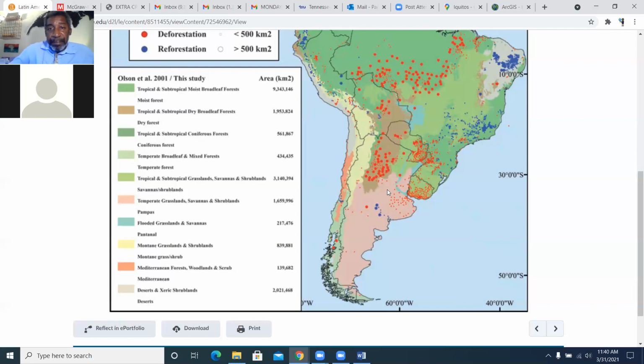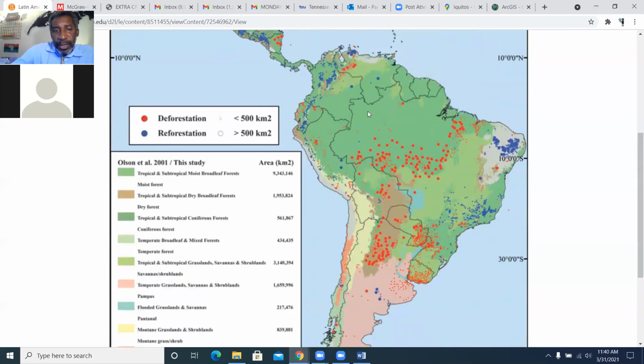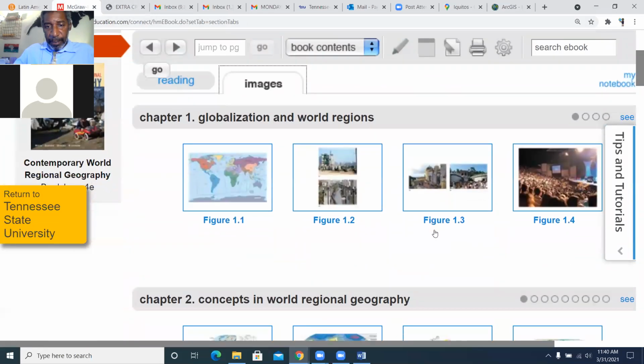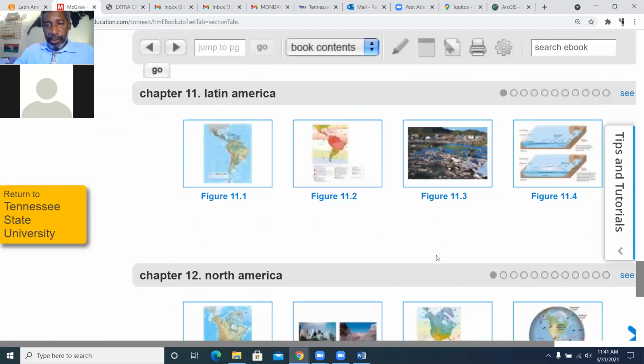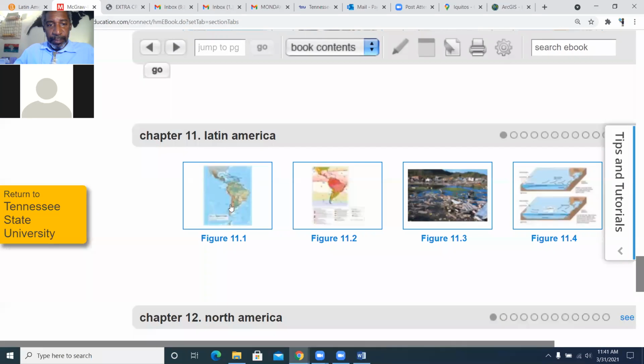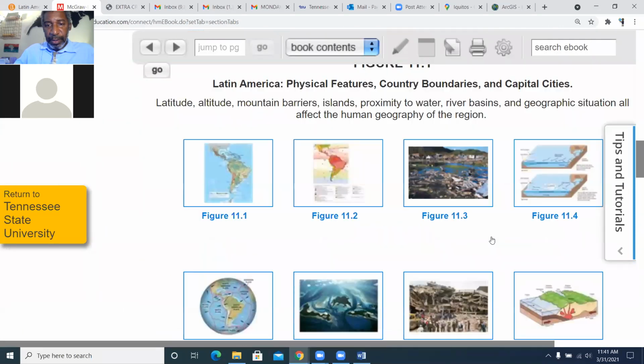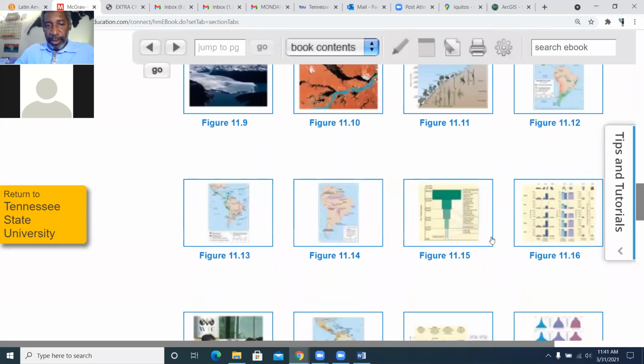So, and of course, the rest of the region is covered by tropical forests and tropical broadleaf forests, which, as you can see, there's an additional layer on this map of point symbols that show where deforestation is taking place. And so in the textbook and on this image, we have attention paid to the deforestation issue.